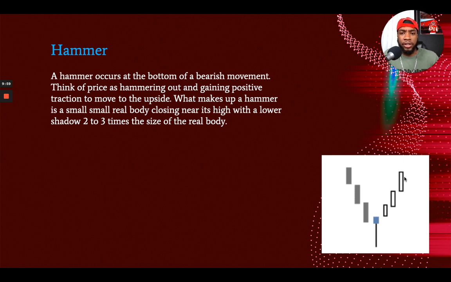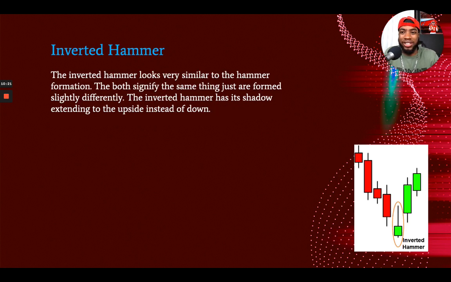for that time. So you want the real body to be pretty small, and you want the lower wick of this candlestick to be about 2 to 3 times the size of the real body for it to be a real hammer. We'll try to find some examples on a real market here soon. Probably once we get done with this presentation, see if we can find a couple hammers in the market.